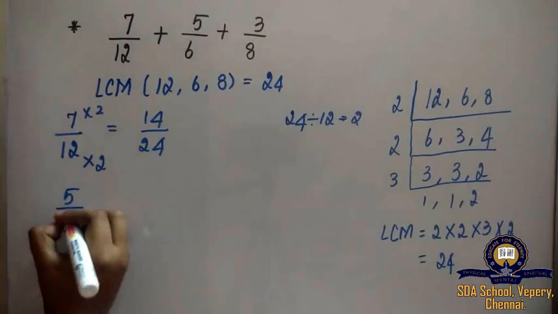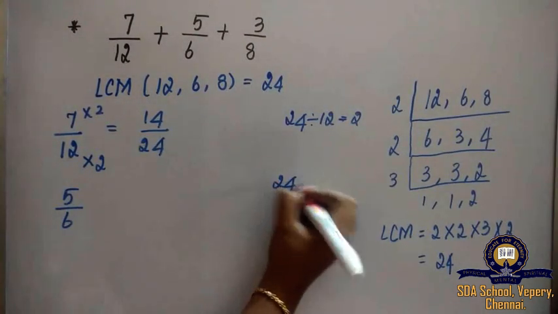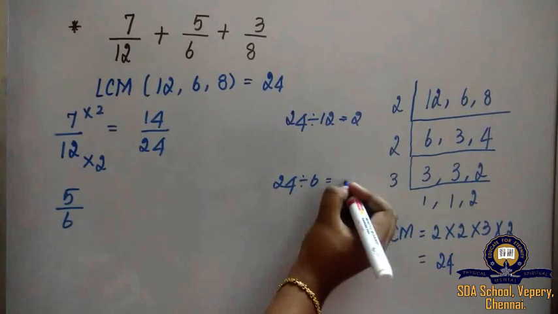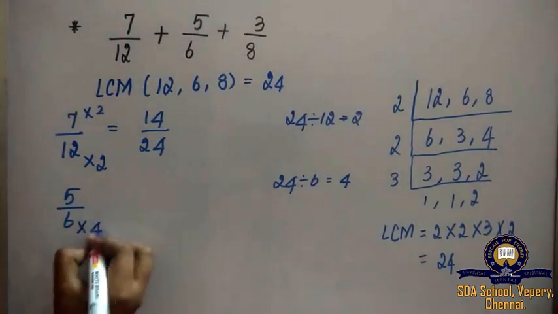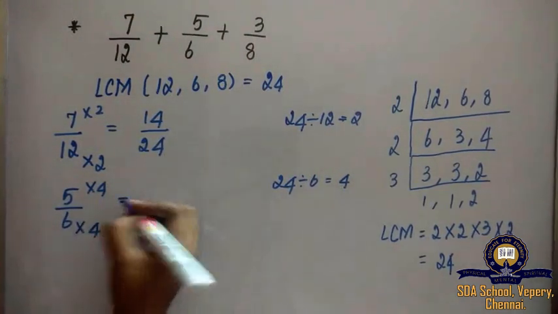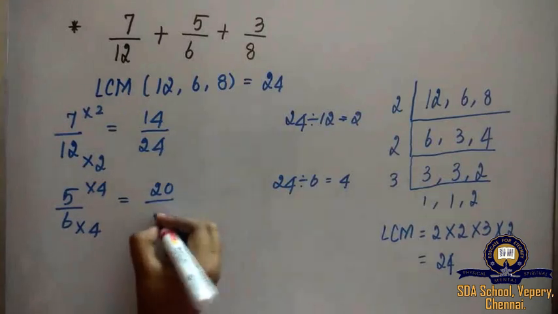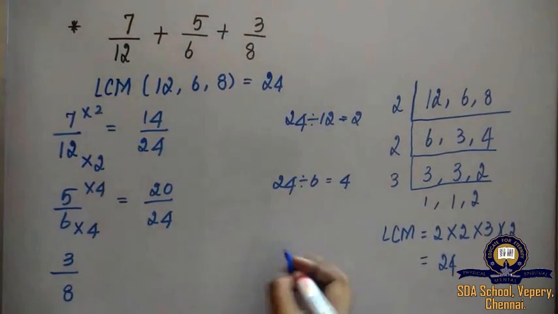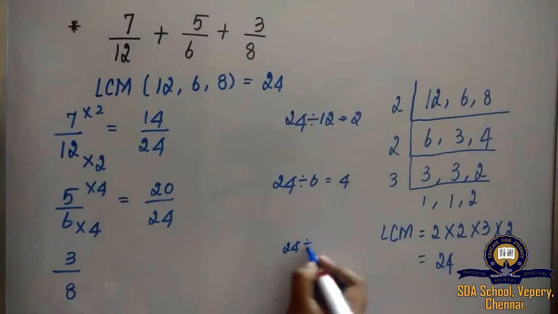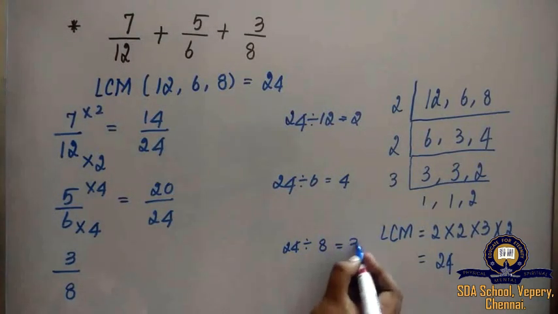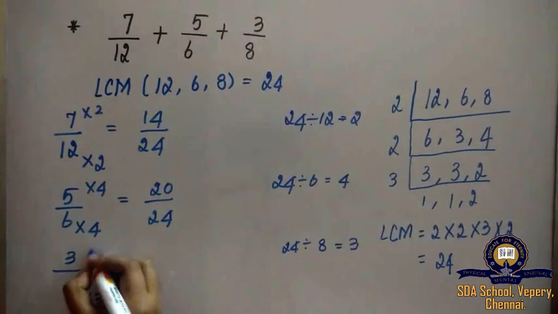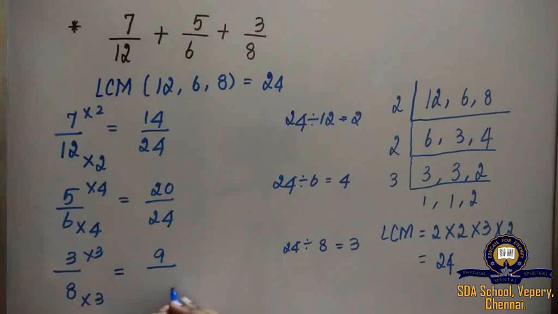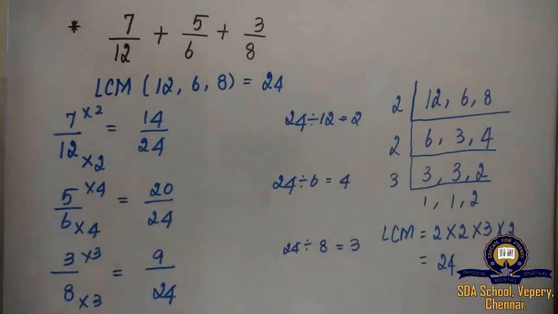Next is 5 by 6. 24 divided by 6 is equal to 4. So we have to multiply the denominator and numerator by 4. 5 4s are 20. 6 4s are 24. Next is 3 by 8. 24 divided by 8 is equal to 3. So we have to multiply the denominator and numerator by 3. 3 3s are 9. 8 3s are 24.